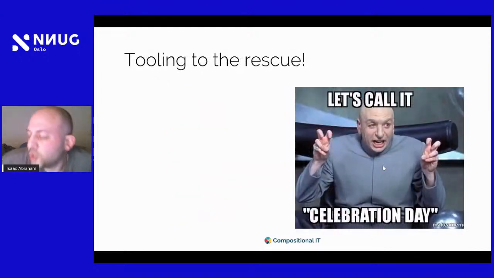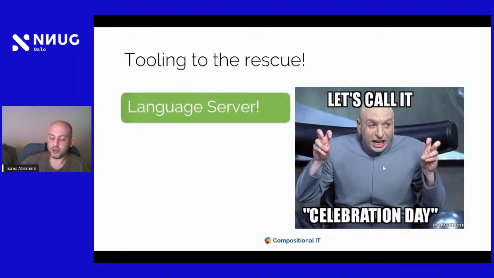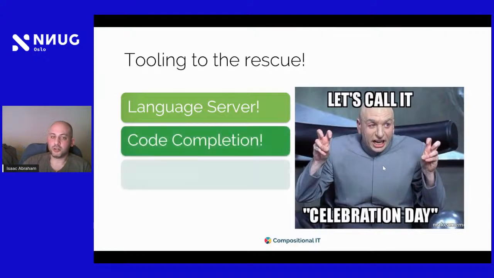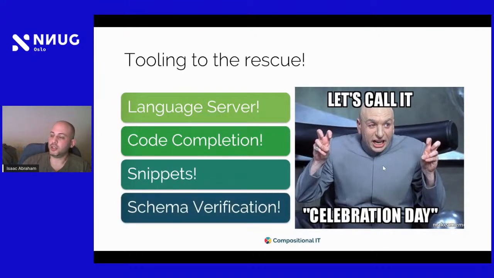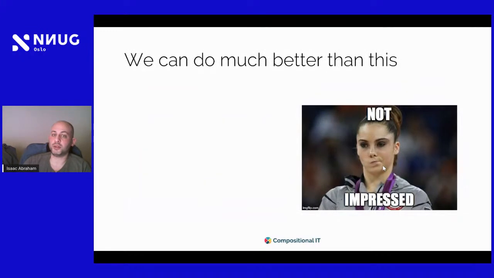So tooling is what I think until recently was seen as the solution. Microsoft created a language server so that VS Code has some idea of support for ARM templates: code completion, code snippets, and schema verification. These are all the sorts of things that have been touted over the last year as ways to improve the ARM experience. They do support it and they do enhance it, but my personal view is we really can do much better than this.